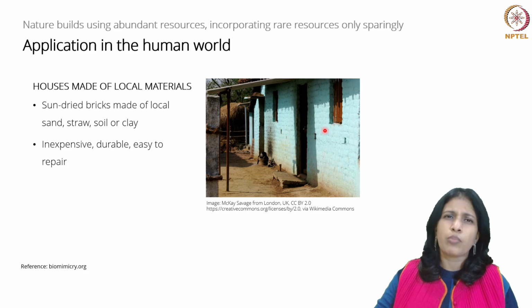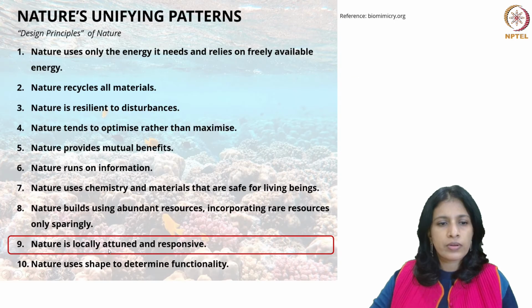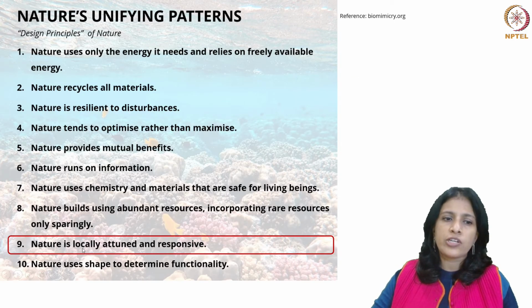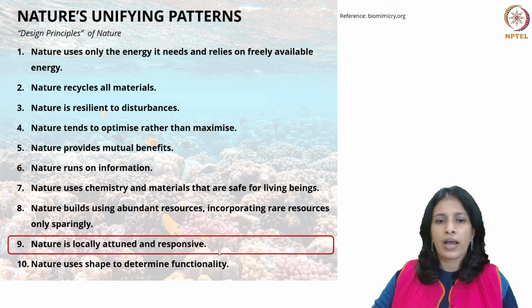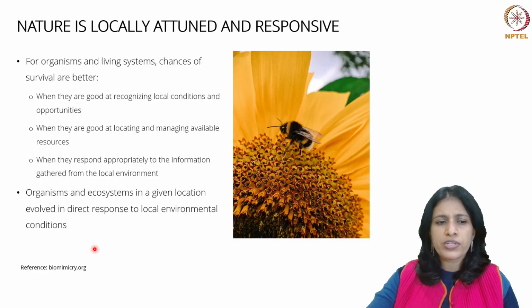So that's an example of using abundant resources in the human world. Next, let's look at a pattern which states that nature is locally attuned and responsive. Now, again, I'm going to reiterate that you must try and look for the connections between this pattern and the other patterns that you have seen. I'm not going to spend too much time on that, but I'm going to urge you to start looking at that on your own. What does this pattern imply?